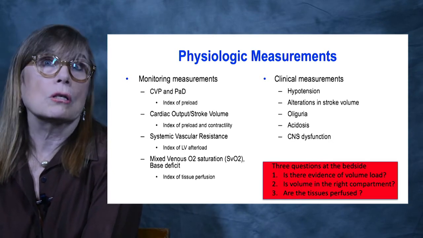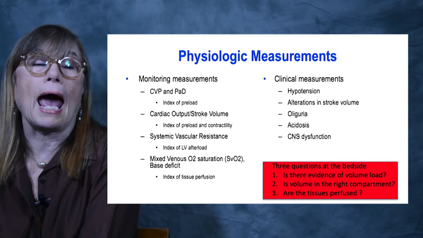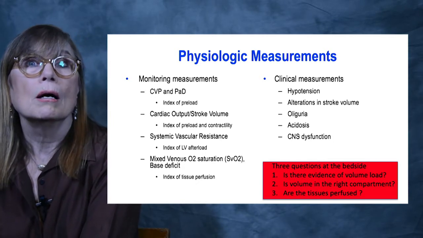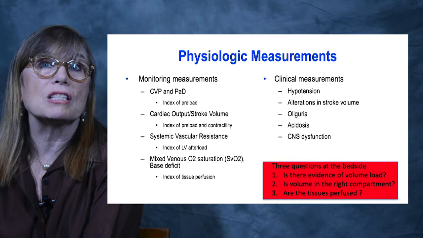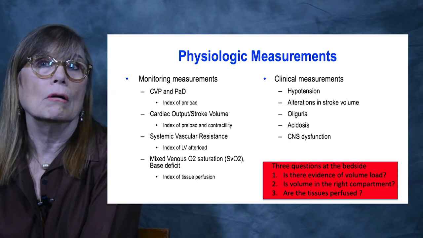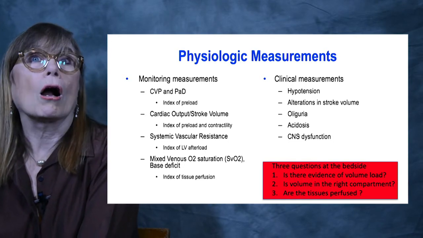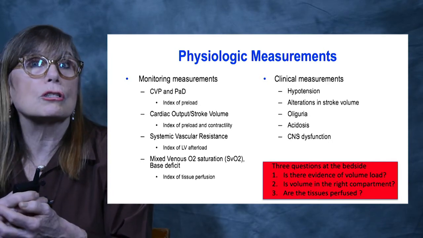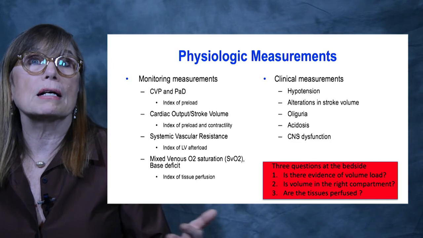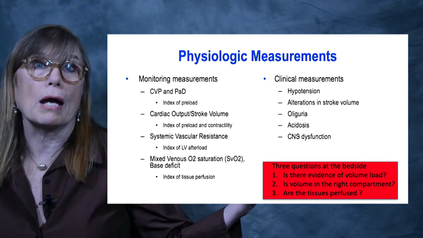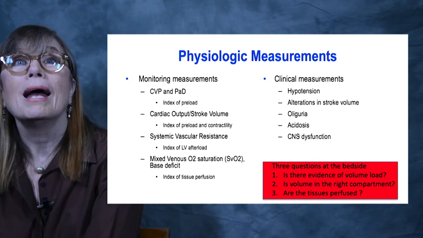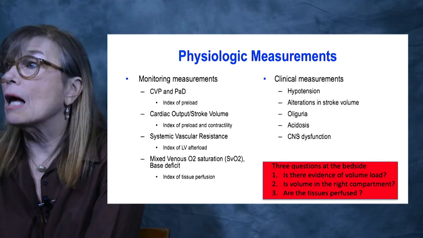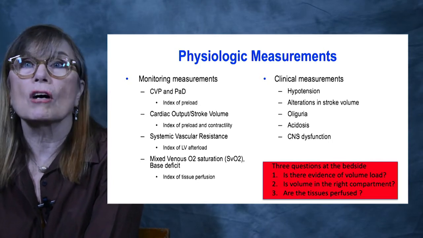And then, of course, we can do mixed venous gases, which again are beyond our purview here, but we're going to use the base deficit as a basic indicator of tissue perfusion. Our clinical measures at the bedside: hypotension, alterations in stroke volume, anuria progressing to oliguria, increasing creatinine, decreasing urine output, acidosis, metabolic most commonly, and central nervous system dysfunction.